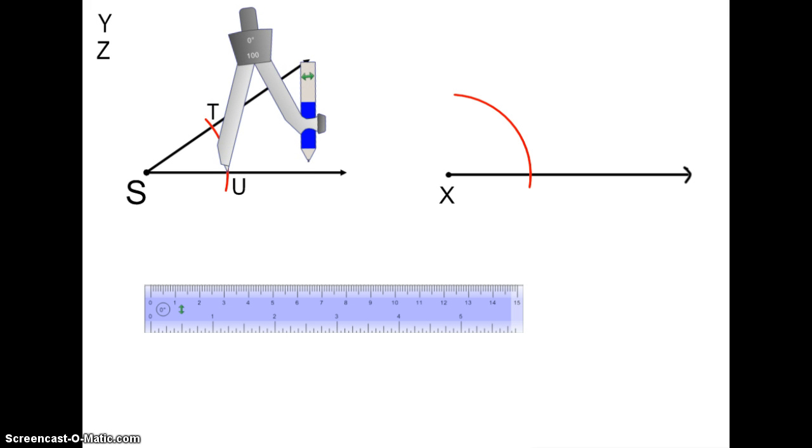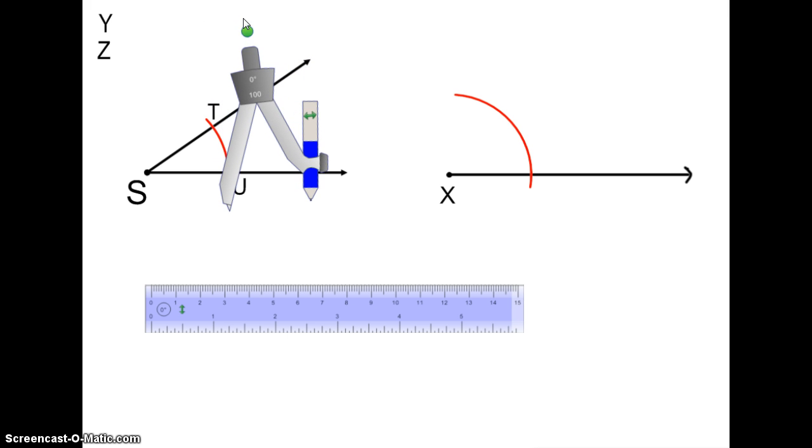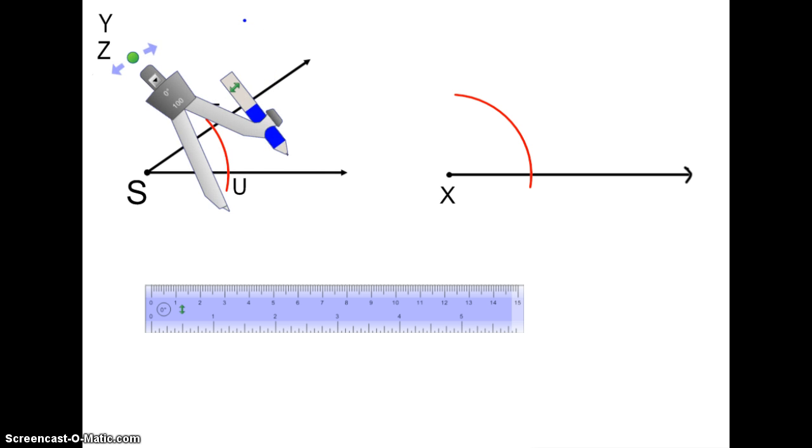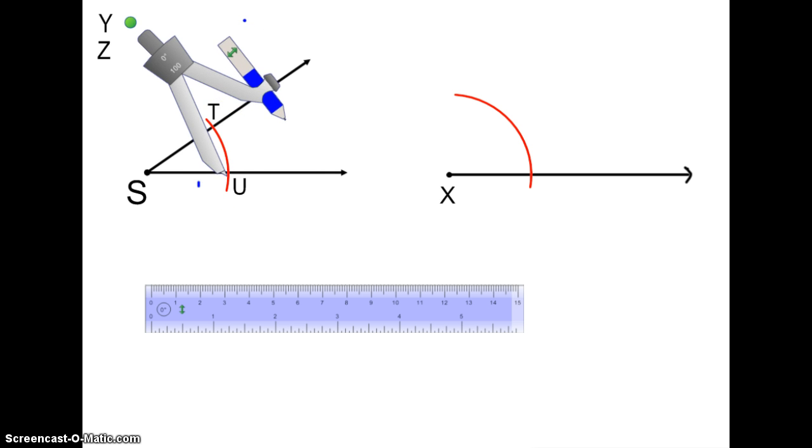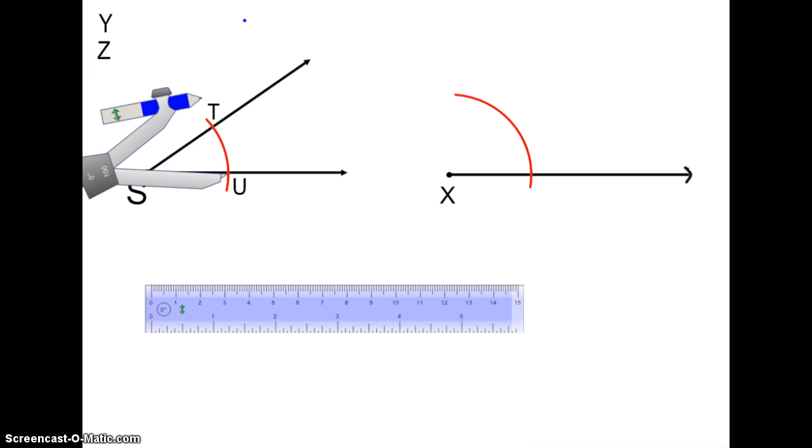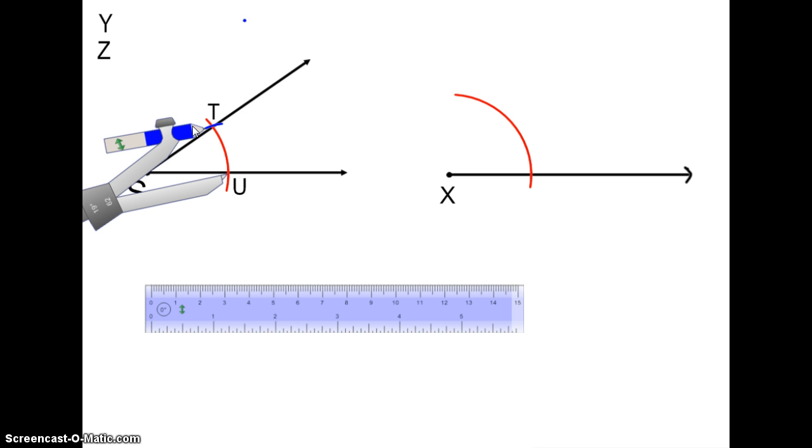So T, oops, I need to turn this a little bit more. So T to U. It's a little too wide. There we go. This is a lot easier on the actual paper. So what you're going to do is once you've got it measured T to U, make a mark. You are then not going to change your compass.